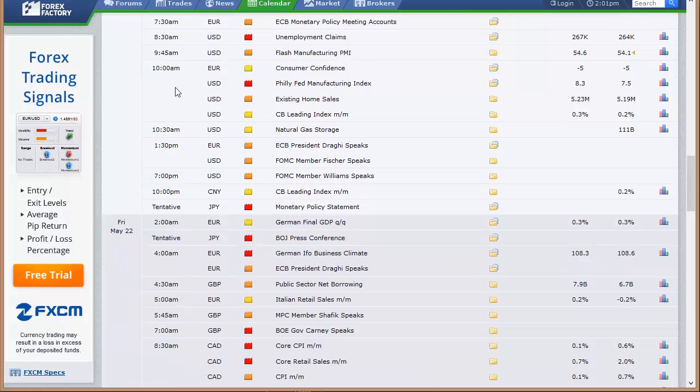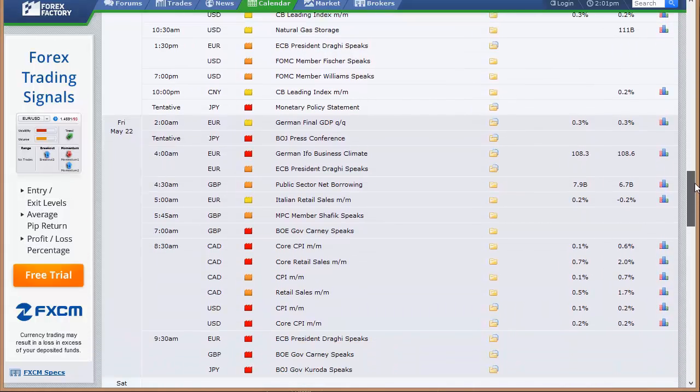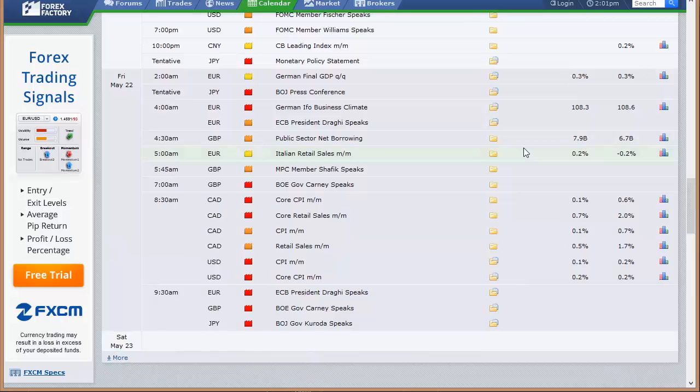Philly Fed here in the U.S. CB leading index. Existing home sales. The weekly natural gas storage number. Got some Fed members speaking. Got some ECB presidents speaking. CB leading index out of China. Monetary policy statement from the last Bank of Japan meeting. Oh, no, that is their actual statement. So this is the rate announcement out of the Bank of Japan along with their press conference going into Friday.